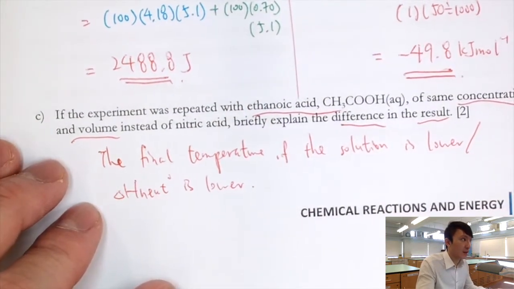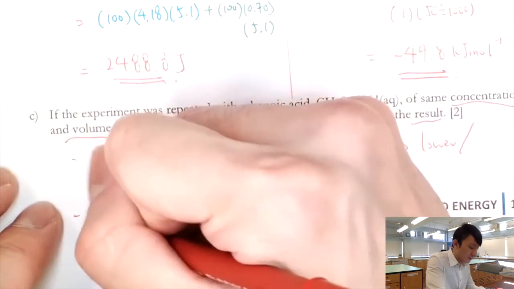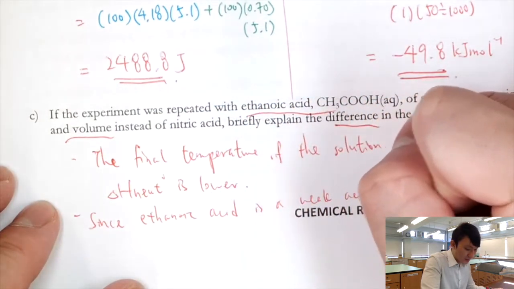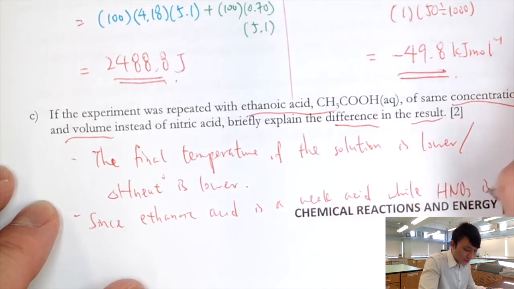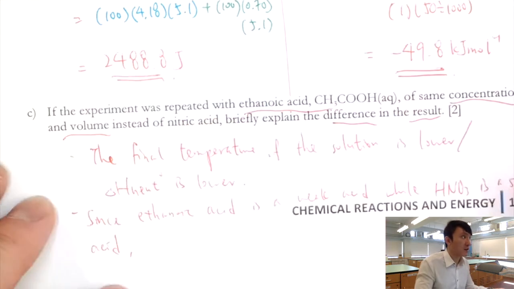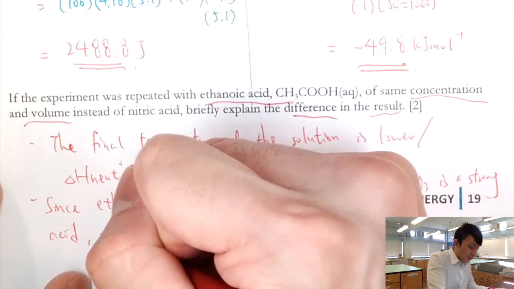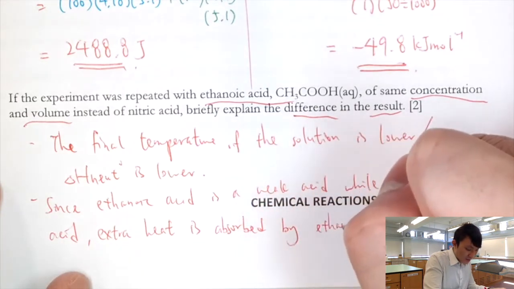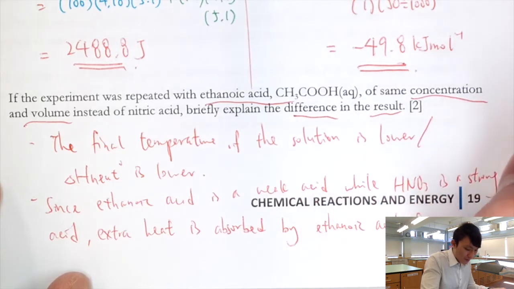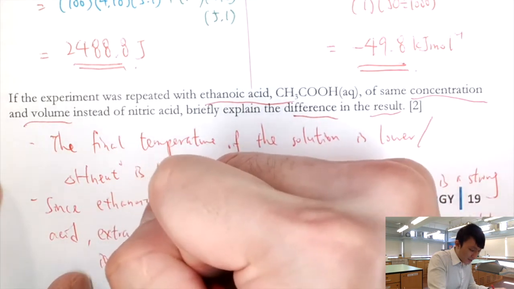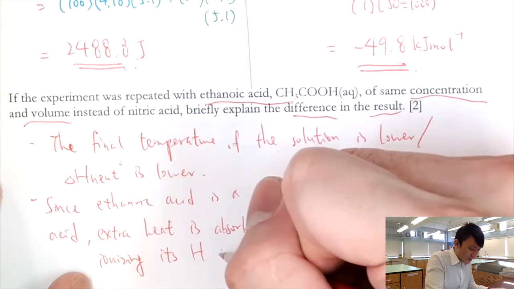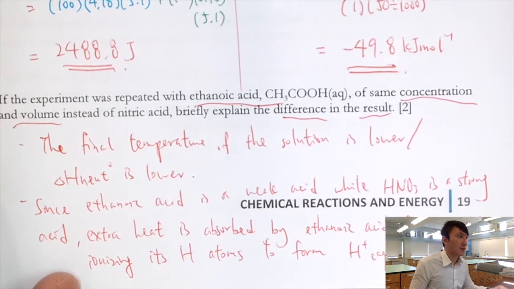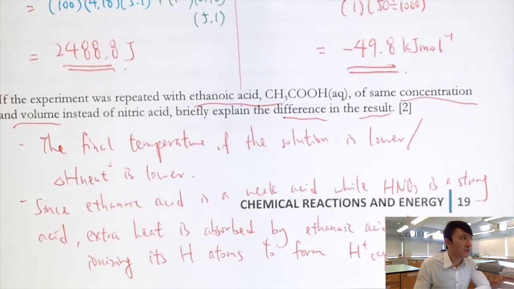Or you can say the delta H neutralization is lower. It doesn't matter. And as you want to explain it, you will explain that, since ethanoic acid is a weak acid while HNO3 is a strong acid, extra heat is absorbed by ethanoic acid for completely ionizing its hydrogen atom to form H+ (aq). So this is how you explain it.